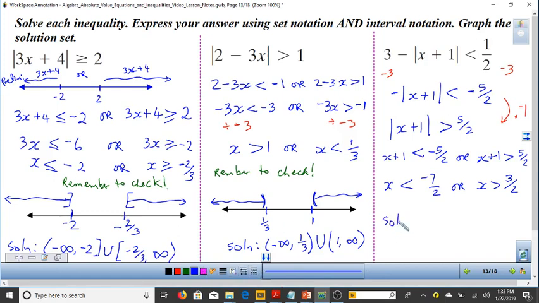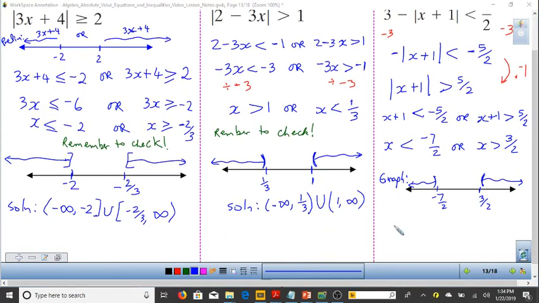So my solution then, let's graph it first. So the graph has the two markers, -7/2, -3.5, or 1.5, 3/2. We're shading to the right of 3.5 and to the left of -7/2, and both of them use parentheses. And so my answer for my interval notation is from the left, -∞, all the way to -7/2, or 3/2 to positive infinity.